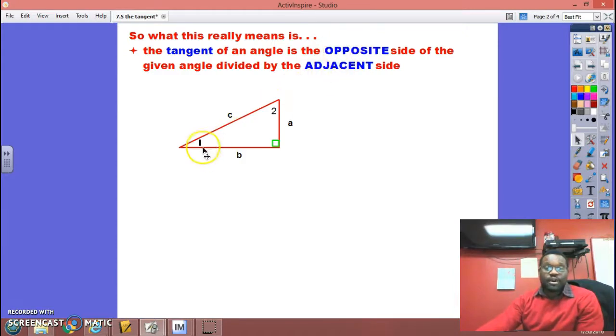Opposite. If I'm talking about angle 1 here, opposite of angle 1 is A. Adjacent to angle 1 is B. What does adjacent mean? Right next to. So if you think about angle 1, there's two sides adjacent. That's C and that's B. We know adjacent can't be C because C is the hypotenuse. We always know what the C is, so the only other side that's available as adjacent is B. But that changes for angle 2.